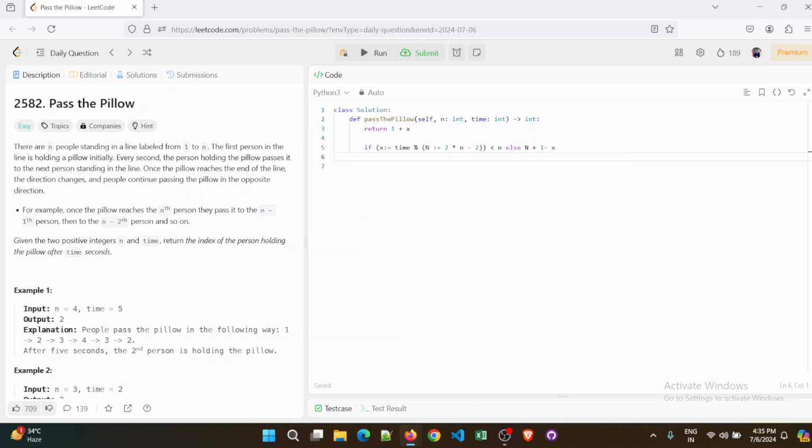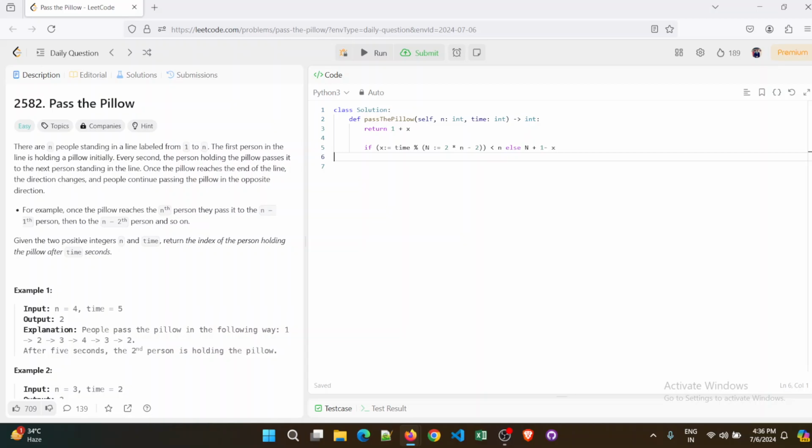So here we first initialize a value n, which is 2 into n minus 2. This represents the total number of seconds it takes for the pillow to go from the first person to the last person and back to the second person from the end. It's a full cycle of the back and forth passing. Then we use the modulo operation, time modulo n, to determine where we are in the current cycle of passing. This gives us a value x.